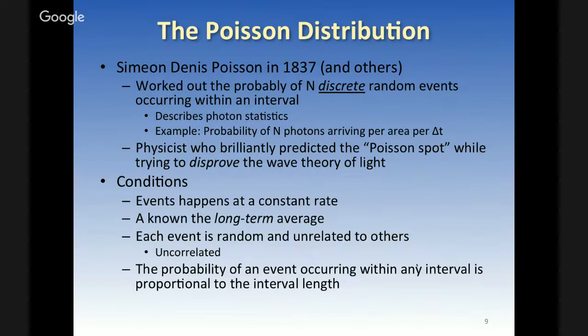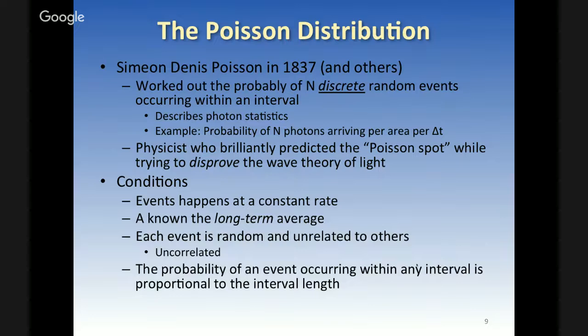There are other ways to describe correlated events, and we're not going to even talk about that. I just want to mention that there are lots of different distributions and ways to handle correlated events. That's kind of beyond what we're going to talk about. We're going to talk about the simplest thing here. We're going to assume that the probability of an event occurring within any interval is proportional to the interval length. So if we double the interval length, we double the probability of having an event occur. That's a basic part of deriving the Poisson distribution.